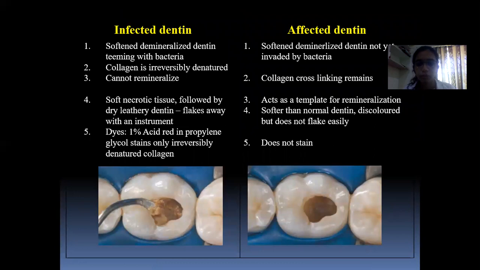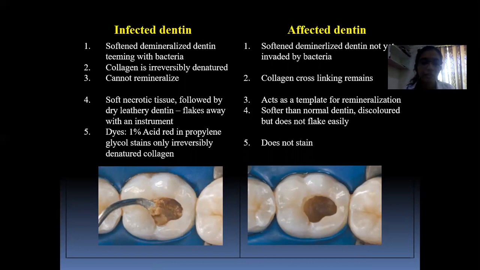Before we know about pulp capping, we need to know about the infected and the affected dentin. The infected dentin is the softest demineralized dentin, and it is teeming with bacteria, whereas affected dentin is not yet invaded by the bacteria. In infected dentin, the collagen is irreversibly denatured, and hence it cannot be remineralized. Whereas in affected dentin, the collagen cross-linking still remains.